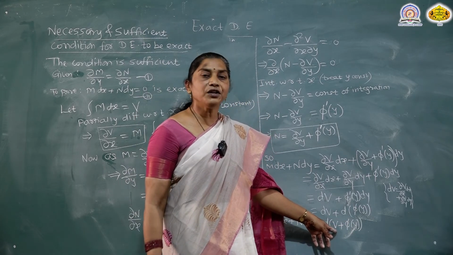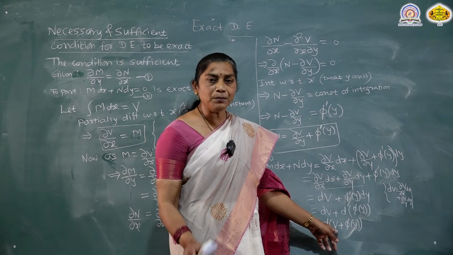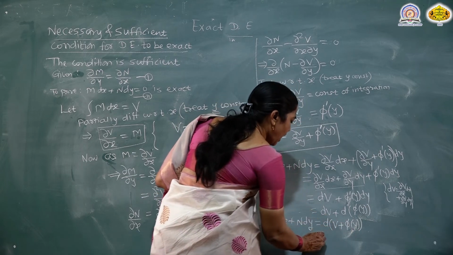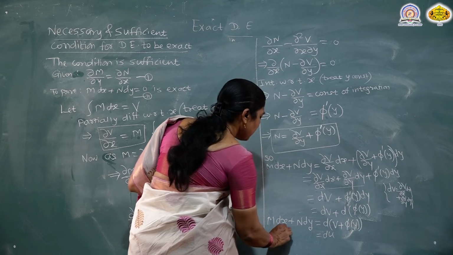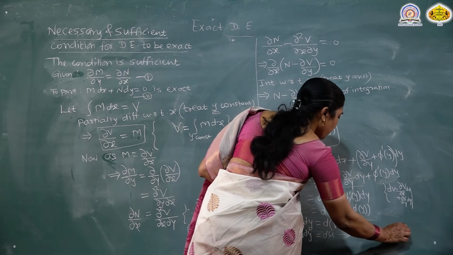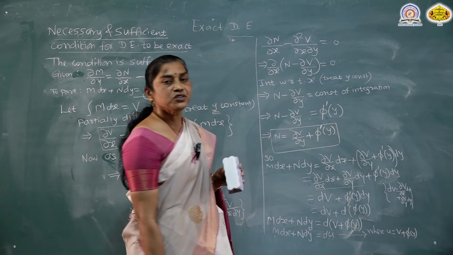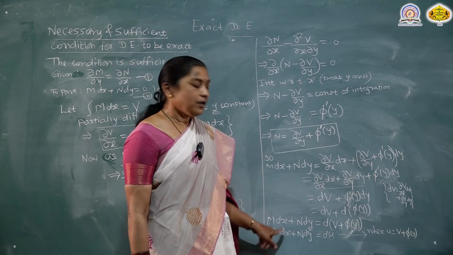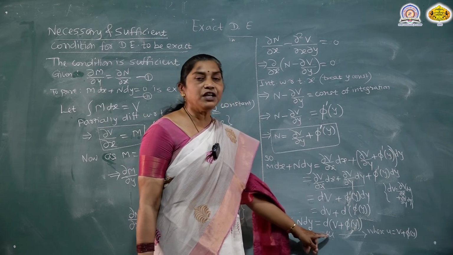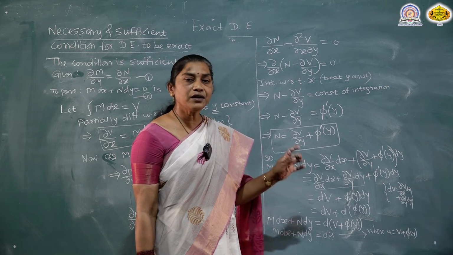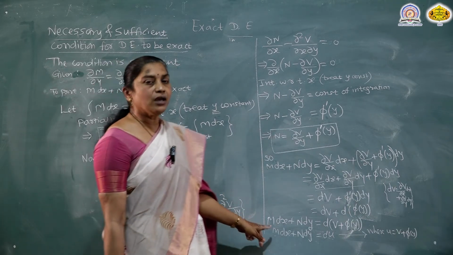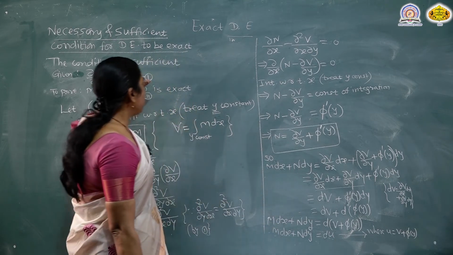This is our u. We know that a differential equation is exact if it can be written as m dx plus n dy equal to du, where u is a function of x and y. So let us assume this to be u. So we are able to write this as m dx plus n dy equal to du, where u is nothing but v plus φ(y), and u equal to c is the solution of this differential equation. We have proved that the equation m dx plus n dy equal to 0 can be written as m dx plus n dy equal to du, and therefore it becomes an exact differential equation. So if ∂m/∂y is the same as ∂n/∂x, we are able to show that the equation is exact. So this proves the sufficiency of the condition.